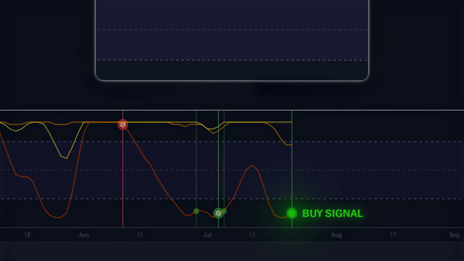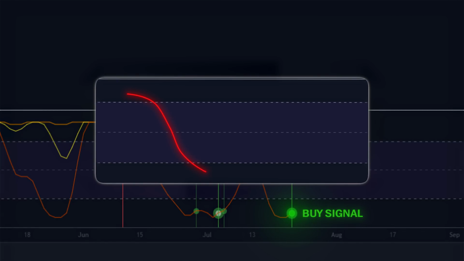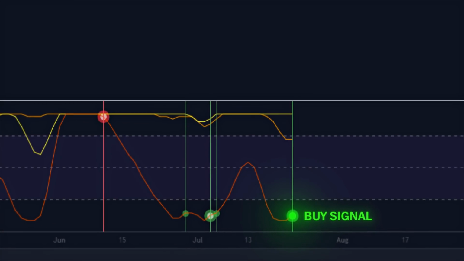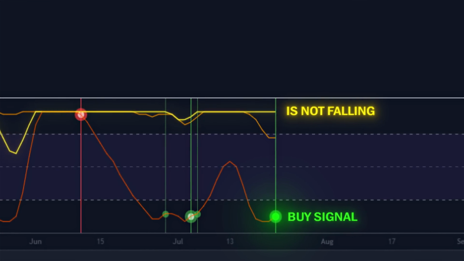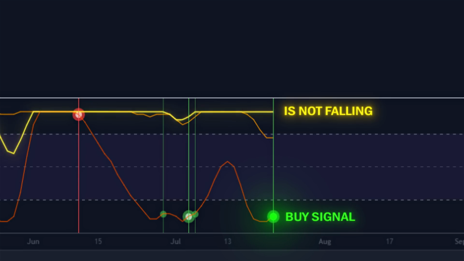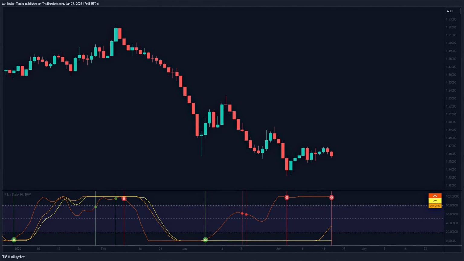This circle appears when the red line, representing the cumulative volume delta, rises from its lowest area, near 0, indicating that buyers are gaining strength. But this isn't enough on its own. We must confirm with the yellow line, which reflects the price's position within its recent range. If this line isn't falling, it means that the price is holding steady, supporting the signal. Additionally, the orange line, which measures the trend's momentum, should be above 50 to confirm that the bullish momentum has real strength. For sell signals, the process is reversed.